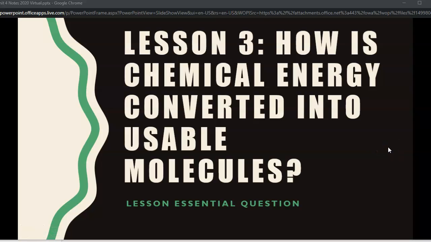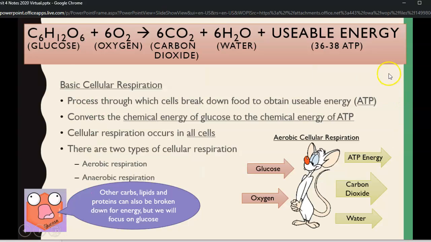Hey guys, we're in Unit 4, Lesson 3. How is chemical energy converted into usable molecules? Okay, so we are going to be talking about cellular respiration at this point.